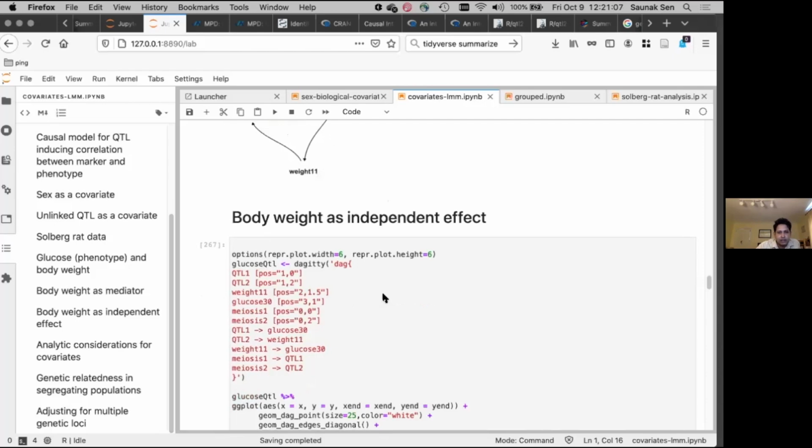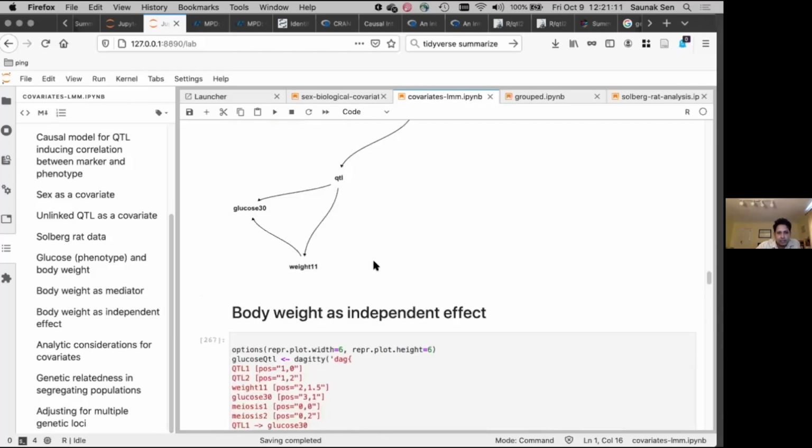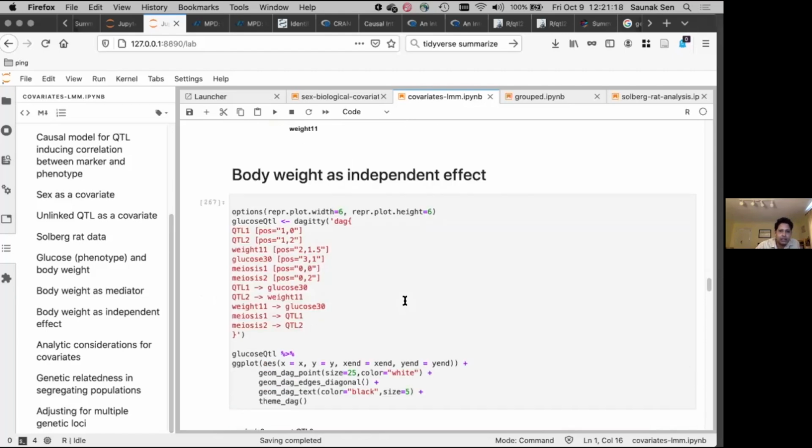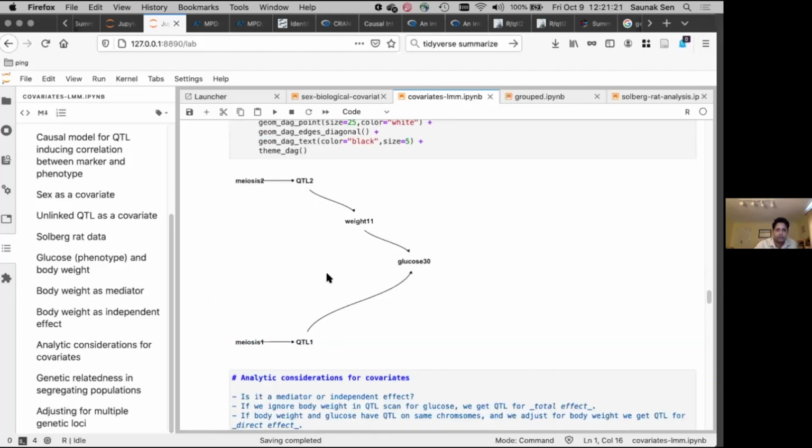Because if it is this, then the same QTL would be found for both traits. And if it is this, then you would have different QTLs for the two traits. But in both cases, the causal arrows that are unchanged are the arrow from weight to glucose and the arrow from QTL to glucose. So that I'm not questioning in this model. So what are the analytic considerations?